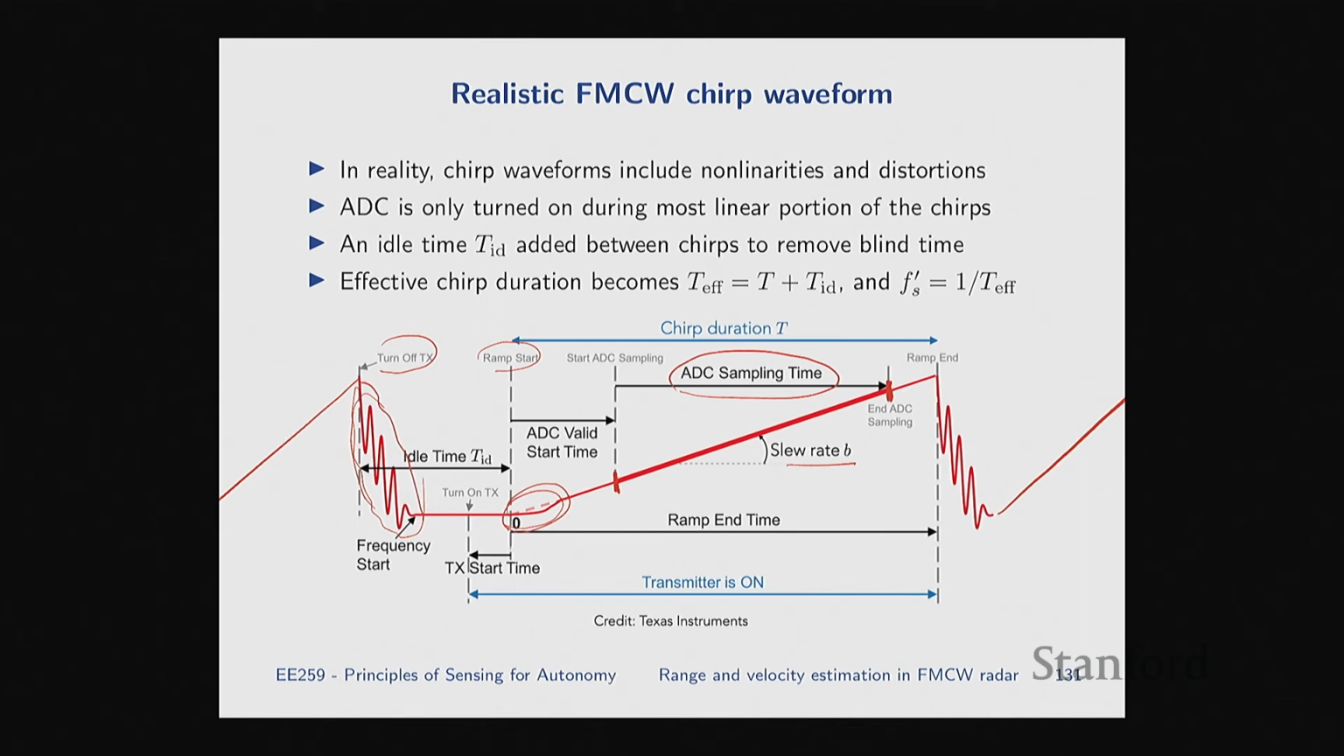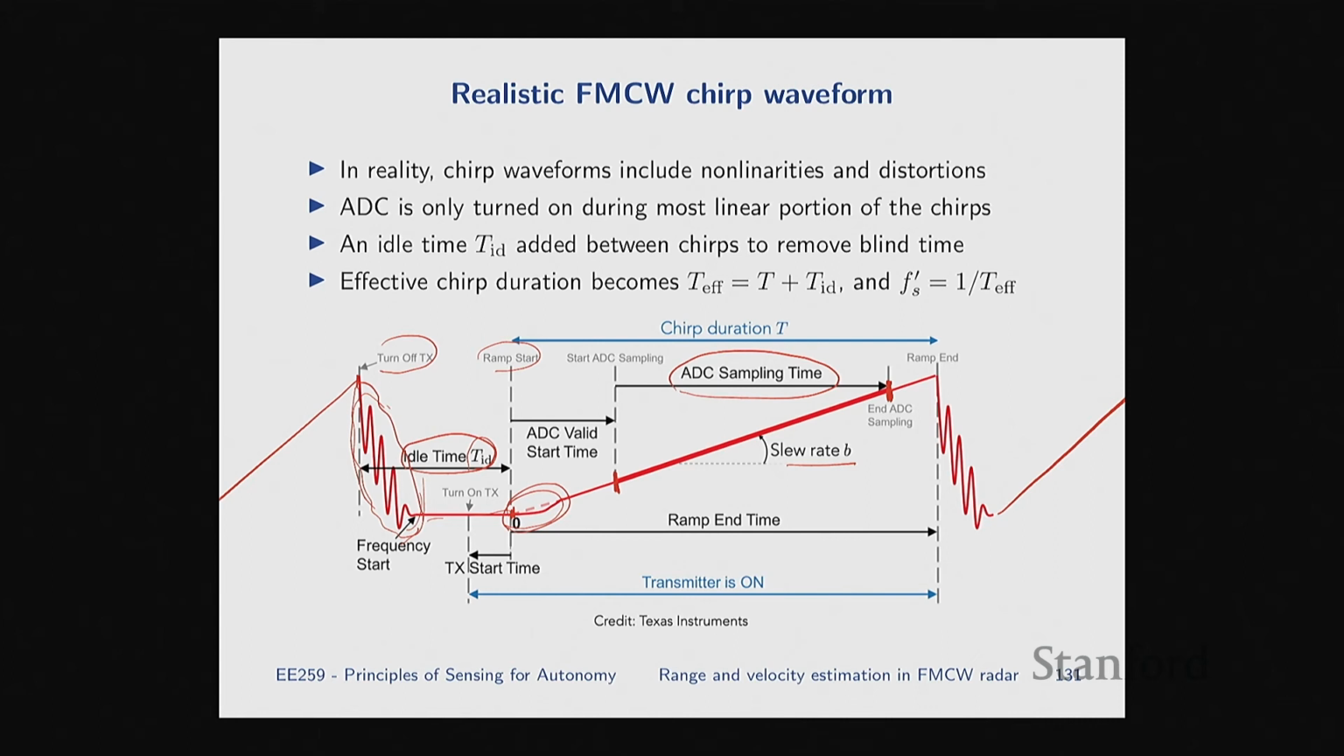Also, there's always some idle time between the previous chirp and the start of the next one. These are typically small. It could be only a couple of microseconds, but there is some idle time because as you shut down your transmitter, it needs a bit of time for the transients to die off, and then it's ready to do another chirp.